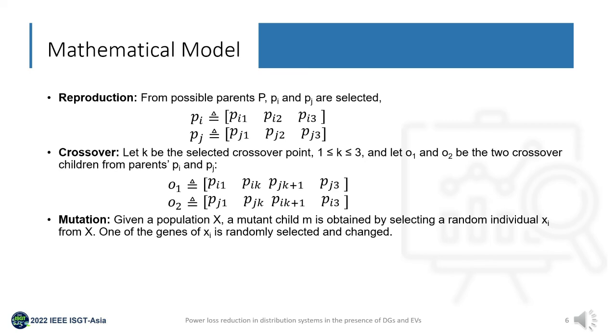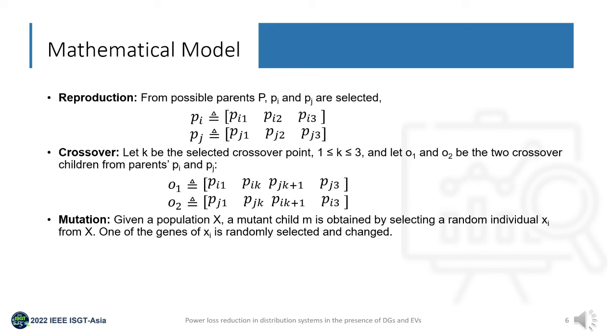In this particular slide, the other 3 steps are being discussed. The third one is reproduction. So here from all the possible parents P, Pi and Pj are selected and the matrix is formed. The fourth step would be crossover. Here K is the selected crossover point and K will be greater than or equal to 1 and less than or equal to 3, and O1 and O2 will be the two crossover children from parents Pi and Pj. The fifth step would be mutation.